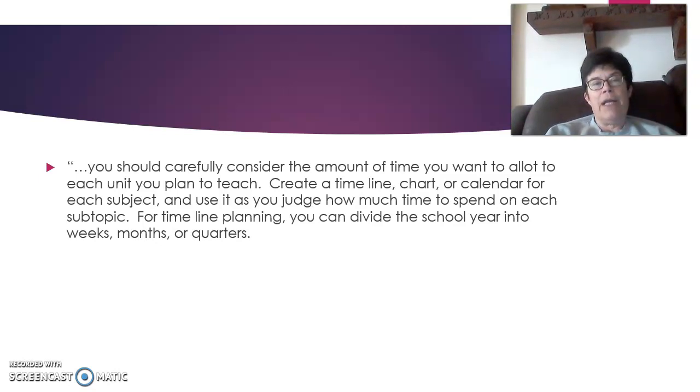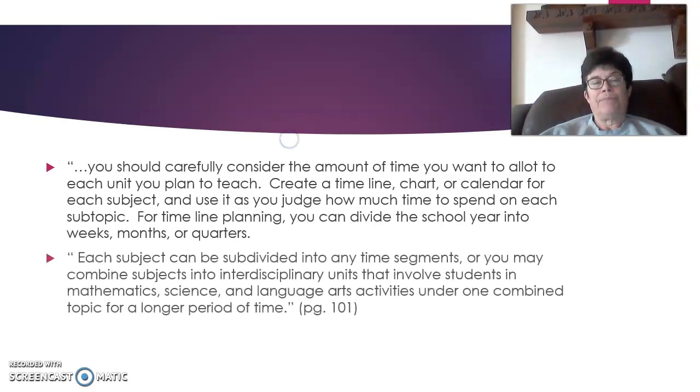And then you can check it against it, you can constantly be checking against your curriculum guide at the school to make sure you're on track. For timeline planning, you divide the school year into weeks to months to quarters. I would suggest you start with quarters and then break it down to months and then break it down to weeks and then break it down to days. Don't start too small. Start big and work your way back down.